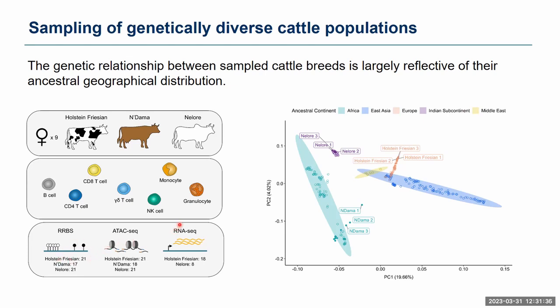And to check that the cattle populations that we were studying were genetically diverse, I did a PCA analysis comparing the genotypes of the sampled animals to almost 300 other sampled cattle of 13 different breeds, and found that the genetic relationship between the sampled cattle is largely reflective of their ancestral geographical distribution. There is one that is a little bit of an outlier, which is the first Ankole cow, which looks like it could be a relatively recent cross between an Ankole and a European taurine. But it still looks very diverse from the other populations. So we carried on with this.